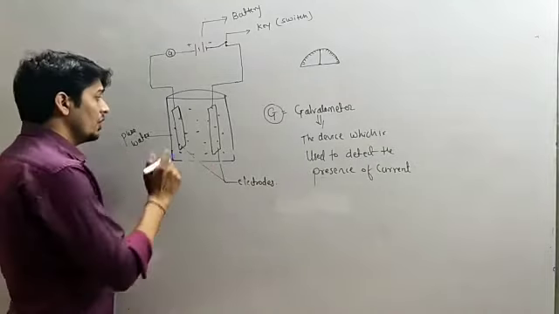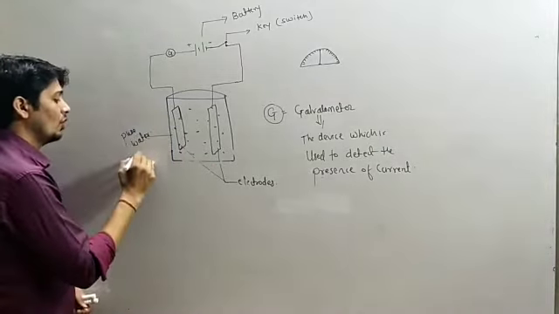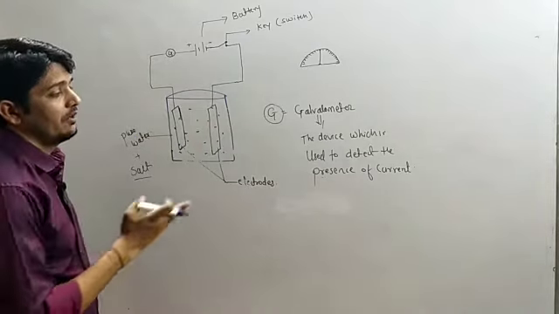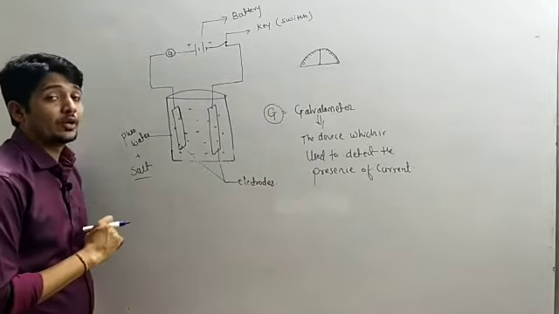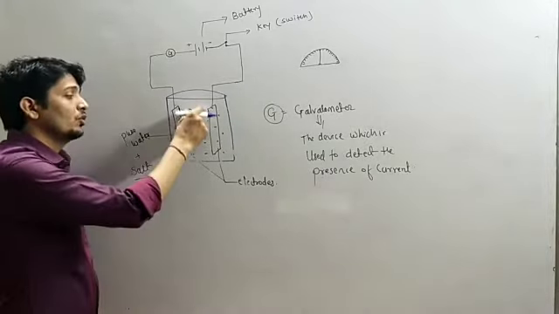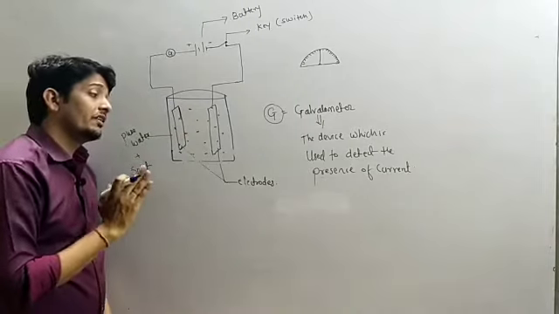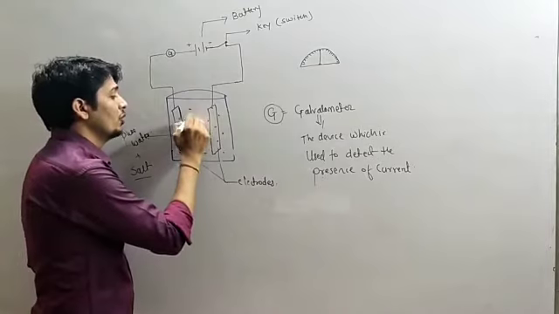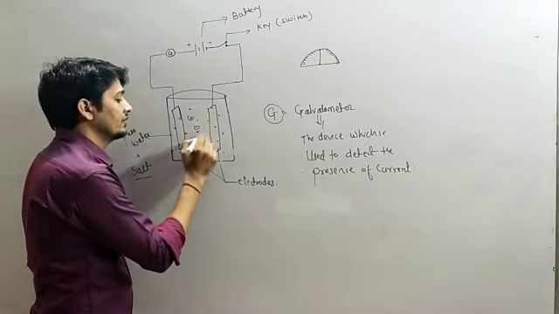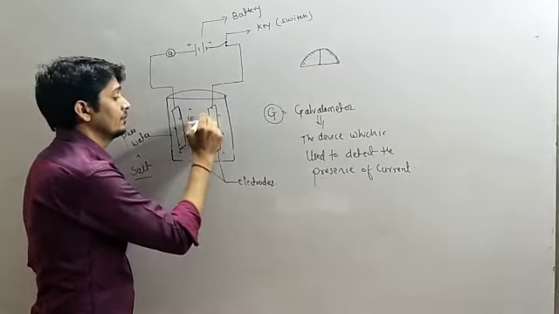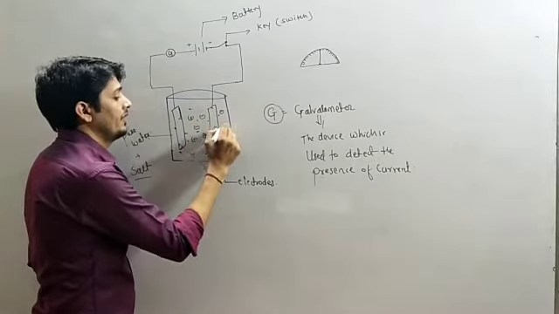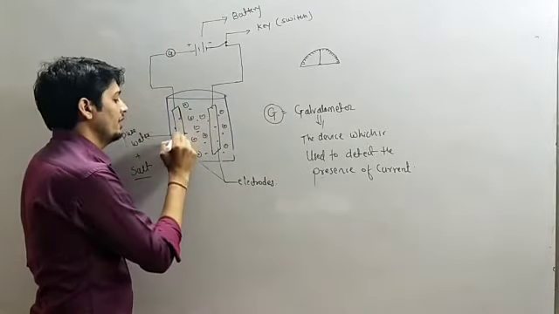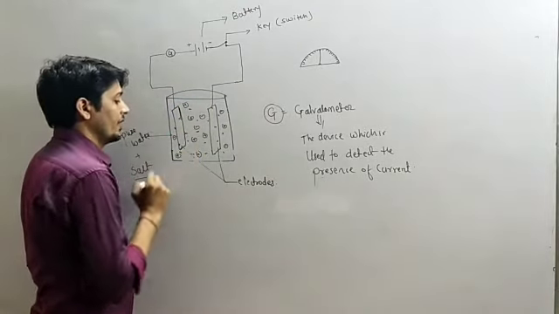But when we use pure water plus salt, like we have taken the example of sodium chloride, when sodium chloride is dissolved in water, it forms positive and negative ions like this. Sodium forms a positive ion and chlorine forms a negative ion.